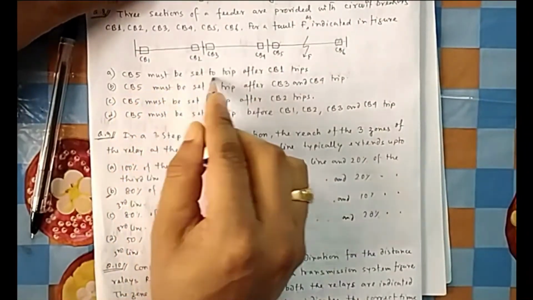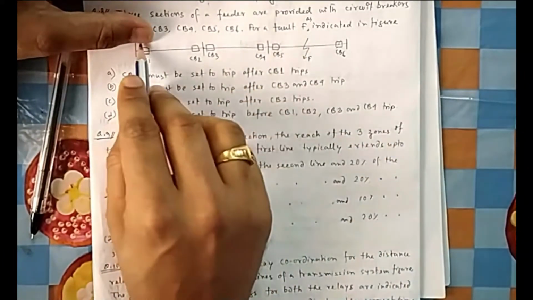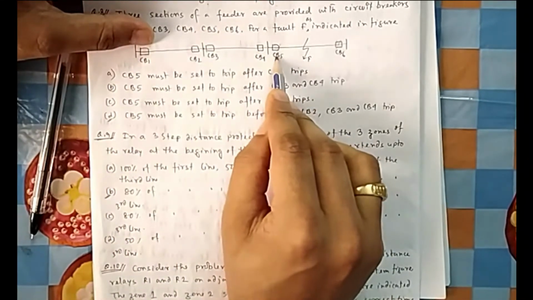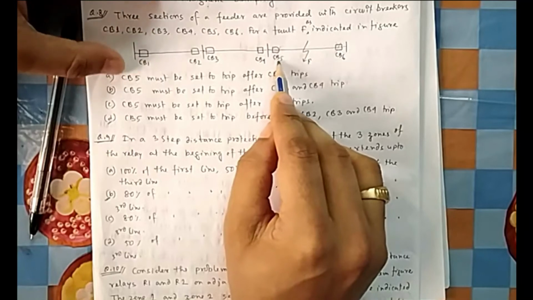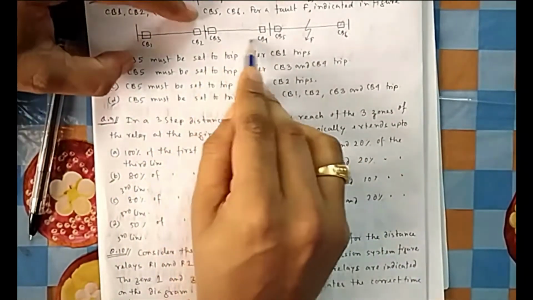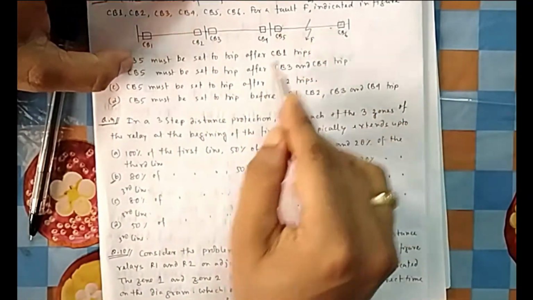So CB5 must be set to trip after CB1. After CB1 means CB1 will trip first. Then if it trips, the entire circuit is gone. Then what is the need of putting this one? So obviously A will not be the answer. Same, CB5 must be set to trip after 3 and 4. So after 3 and 4, this line is unnecessarily gone. So this is not required. We need only this line to be gone.